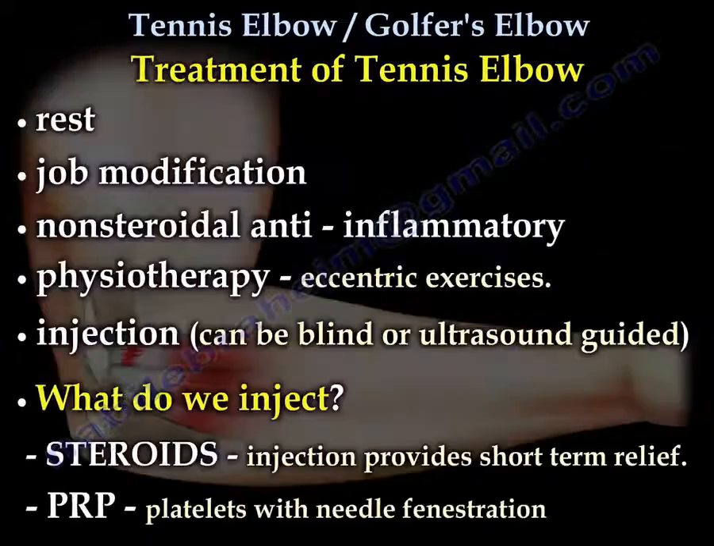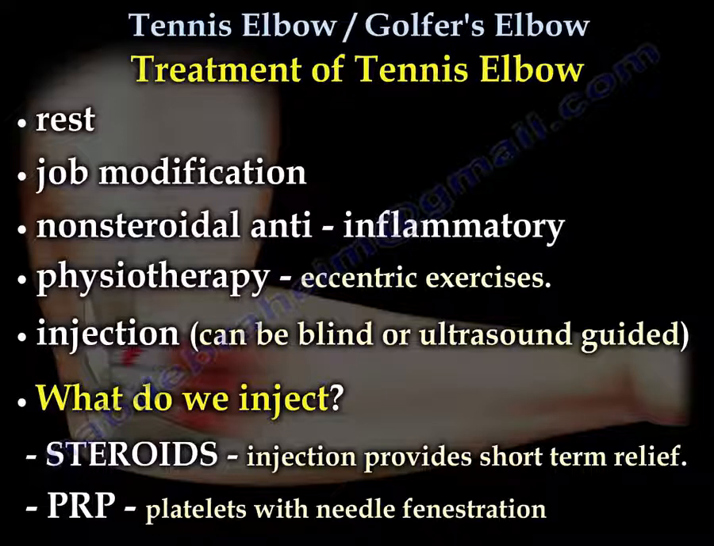Treatment of tennis elbow. Usually rest, job modification, and some non-steroidal anti-inflammatory medications. We send the patient to physiotherapy for eccentric exercises. When that treatment doesn't work, we give the patient an injection. It can be blind or ultrasound guided. You may want to start with a blind injection before the ultrasound guided. What do you inject? Usually steroids, but it will provide short-term relief.